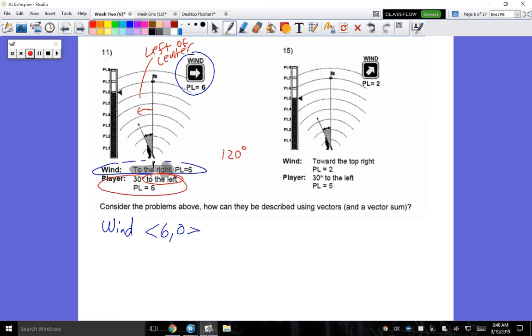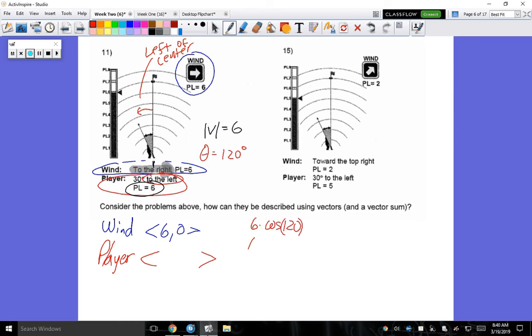But what I want to do is find the components of that. If it's hitting in that direction, and the magnitude is a power of 6, that's the power level it's hitting at, so we're going to say that's the magnitude. Then I can find the components of the player, but I'm going to have to do more work. To get the x, I'm going to have to do the magnitude times the cosine of 120.